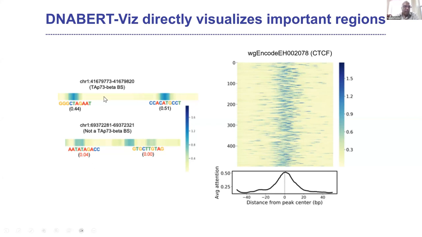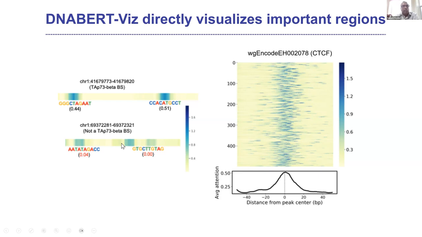On the left side, there is a cartoon showing a TAP73 beta binding site. TAP73 is one of the long isoforms of P73, a very important transcription factor in neuronal development. It's a dimer. The left one has a 0.44 and the right one has 0.51 using the position weight matrix scores. Whereas here, DNABERT, predicting without taking any PWM into account, actually does not predict a TF binding site like that.